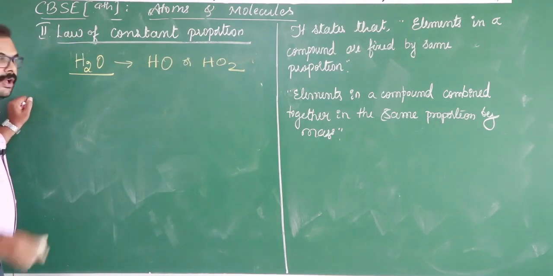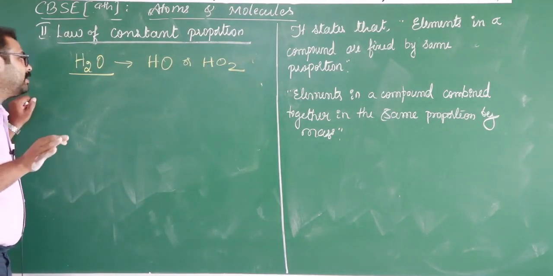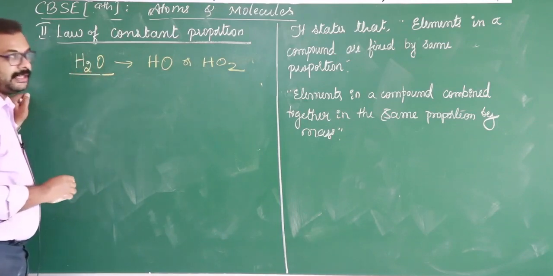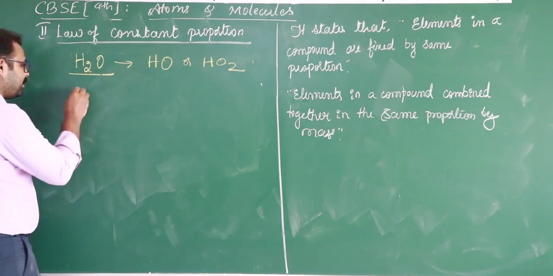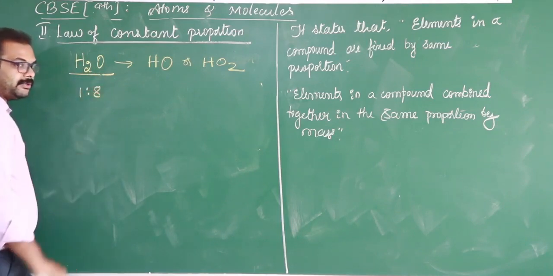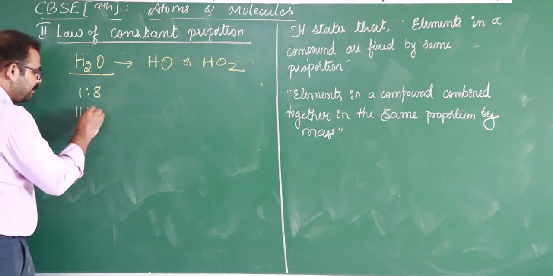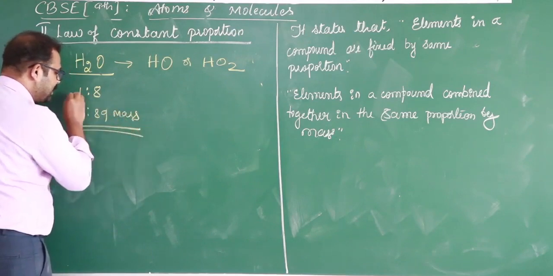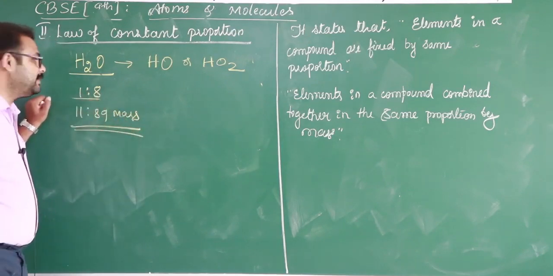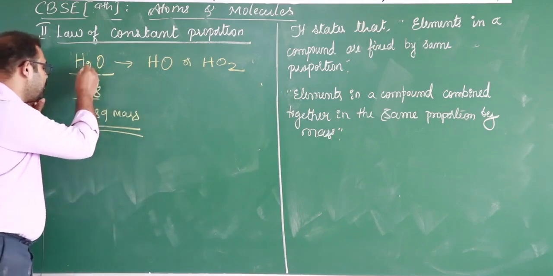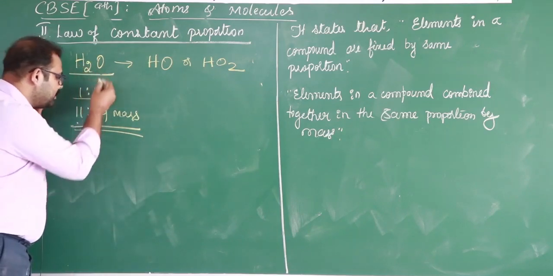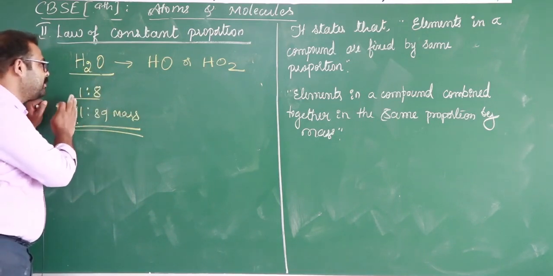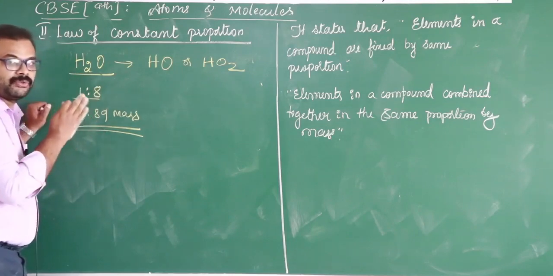Why it is H2O: while forming water, the hydrogen combines with oxygen in the ratio of 1:8 by mass, or 11:89 by mass. If it is in this proportion, then only the hydrogen, which is 11, and the oxygen, which is 89, combine, and it forms water.